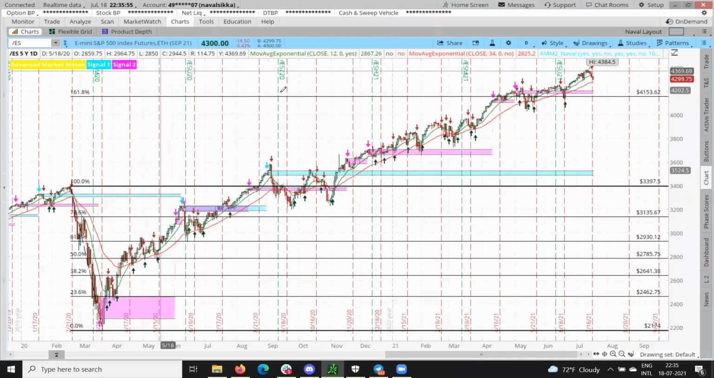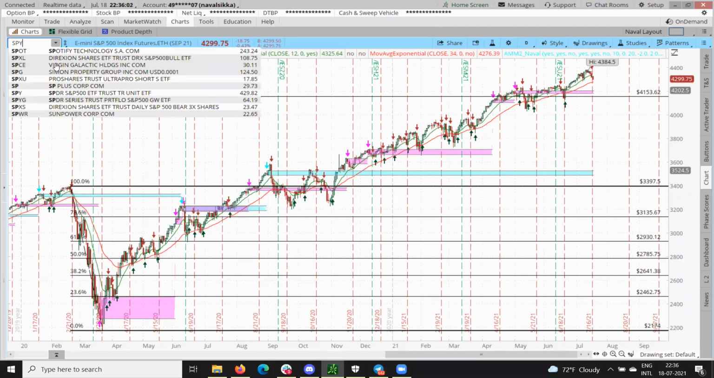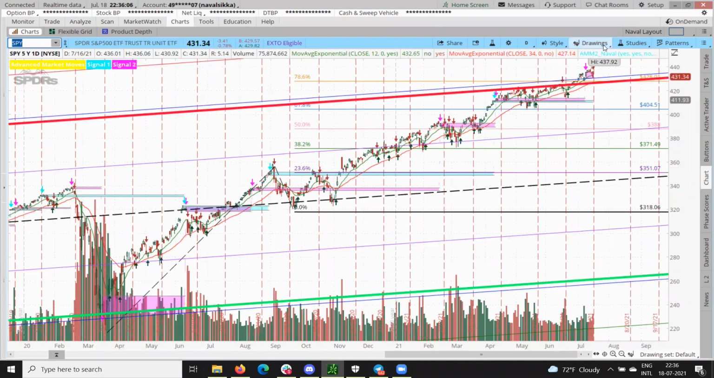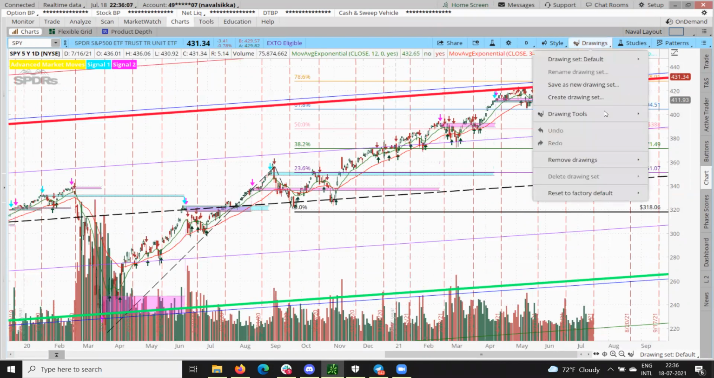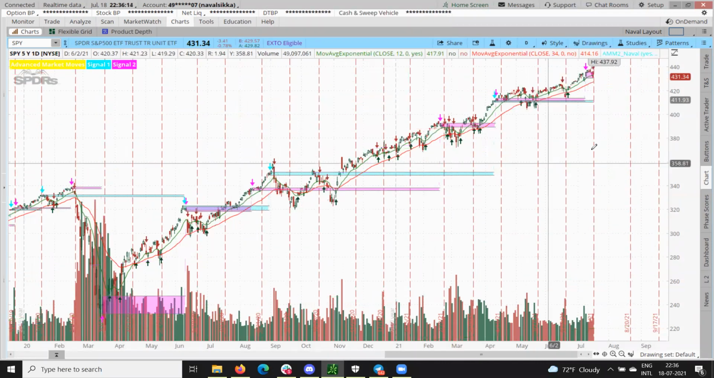Let me start from ES, or people use SPY. So let me start from SPY. I'm going to clear my drawing set. I'm going to remove all the drawings which I have so that it's clear.